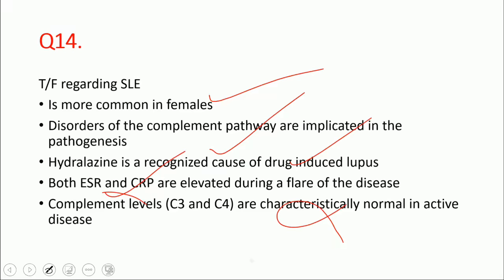Another important thing to keep in mind is, in a flare, they get leukopenia with lymphopenia. So their white count is low and their lymphocyte count is low. So leukopenia with lymphopenia.